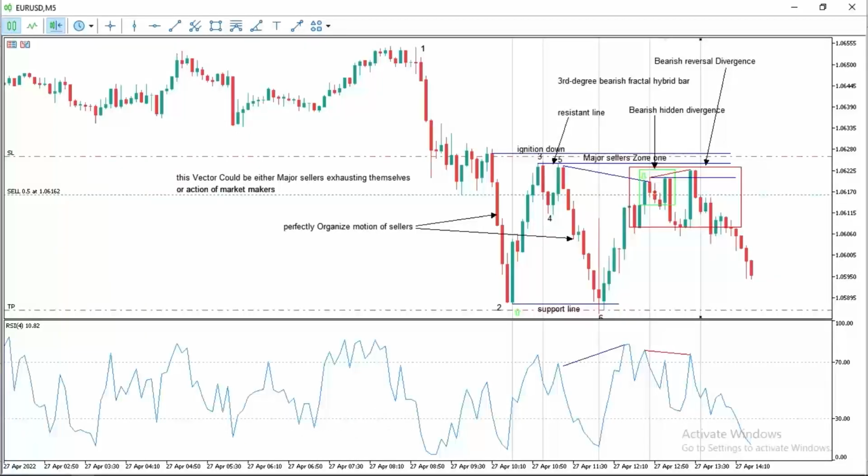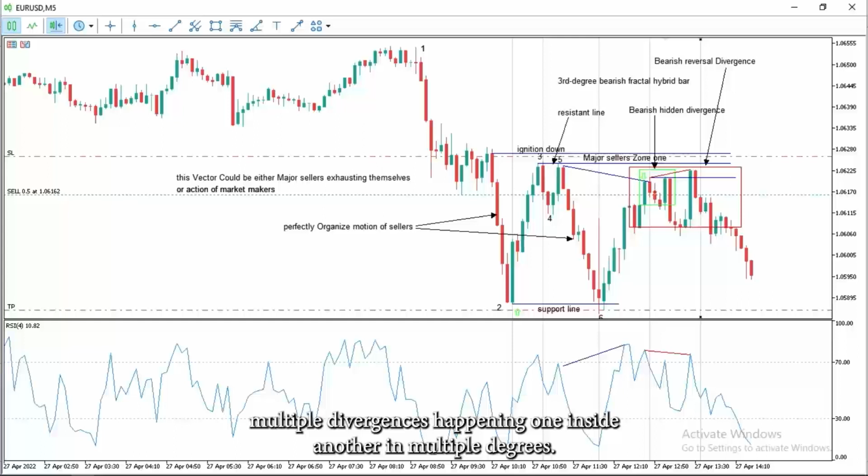Also, you can see two rectangles, a red larger rectangle, and a small green rectangle nested inside the red rectangle. These rectangles represent divergent price territory. A divergent price territory is an area where we have multiple divergences happening one inside another in multiple degrees.